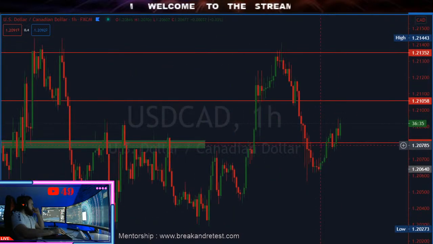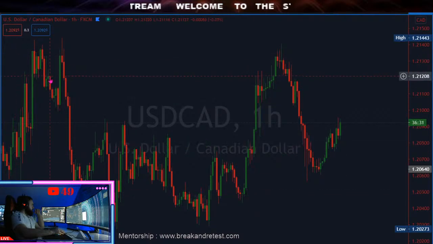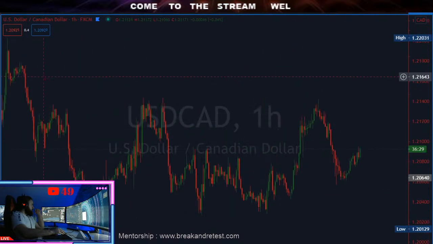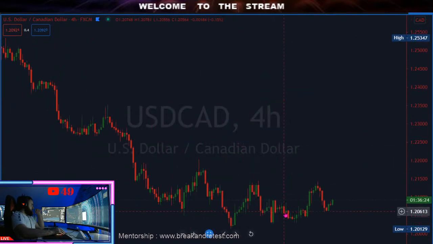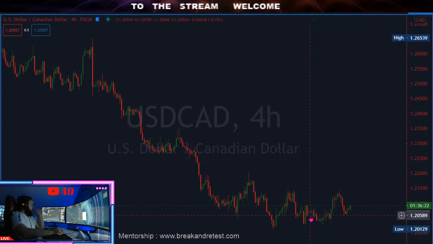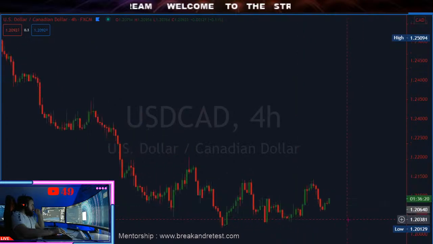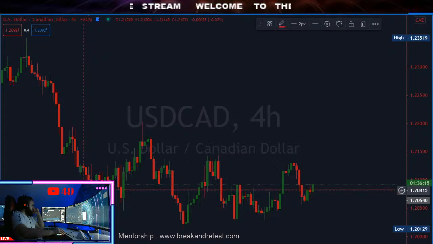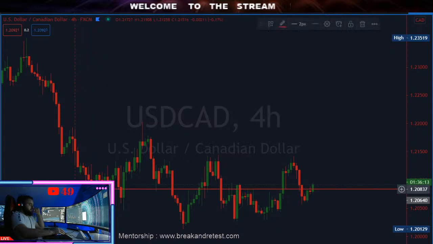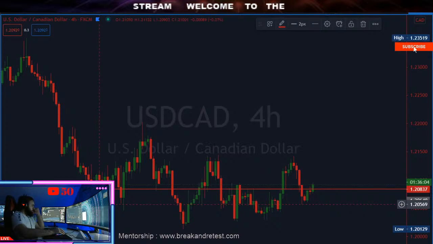What about this USD CAD? Just clean the charts first. It's been a mess, USD CAD too. It's not respecting levels. It has created a massive consolidation here. We do have this zone of maybe 4 hour that could give us a good confirmation. So we'll see.